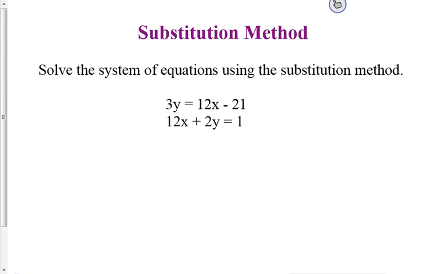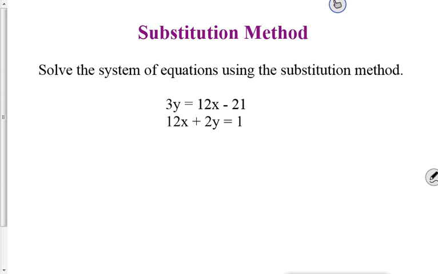All right, the second method of solving a system of equations is called the substitution method. And this method is exactly what it says it is. We're going to substitute one equation into the other. Now, in order to do that, we need to solve one of the equations for one of the two variables, either x or y. And it doesn't matter which one we solve for. But looking at that top equation, 3y equals 12x minus 21, it looks pretty easy to solve for y.